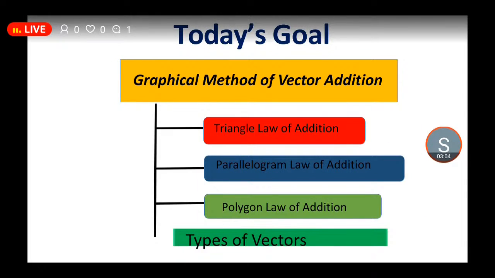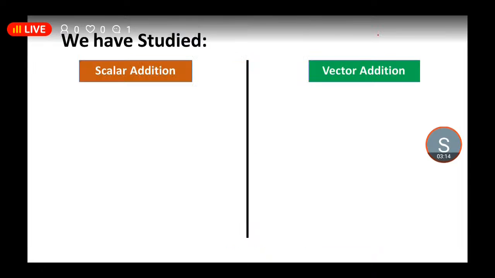Yeah, as I said, the vector law of addition. We'll learn today the graphical method of vector addition. This is actually the rule which I was saying yesterday about the differences. This is a basic difference, and we learned.